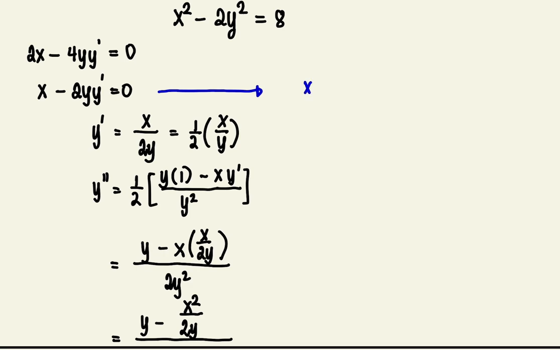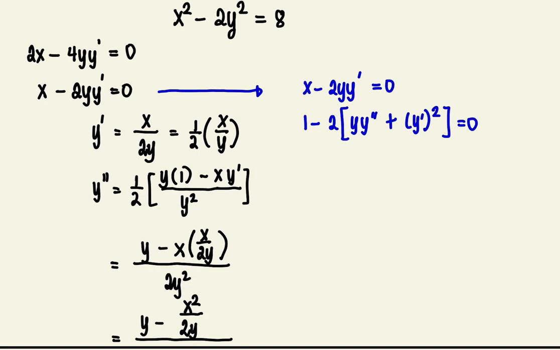So let's rewrite that. x minus 2y, y prime equals 0. So differentiating again with respect to x, that gives us 1 minus, you copy the constant 2, and then proceed with the product rule right here. This is y prime. So y times the derivative of y prime, which is y double prime, plus, we're going to copy y prime, then multiply it to the derivative of the first factor, which is y prime also. So we're multiplying 2y prime, so that's y prime quantity squared equals 0.